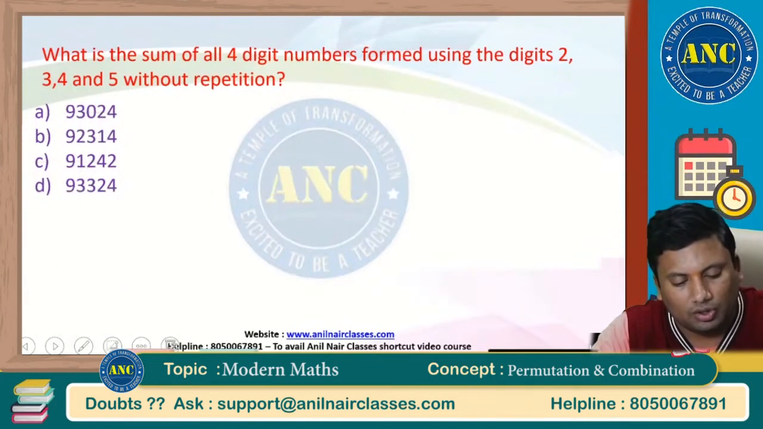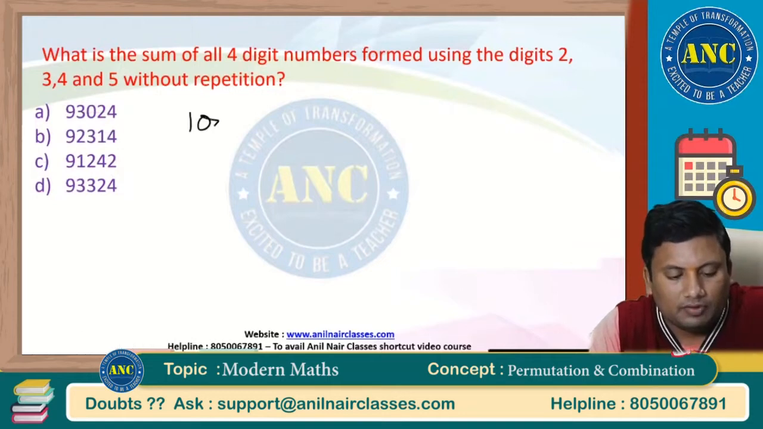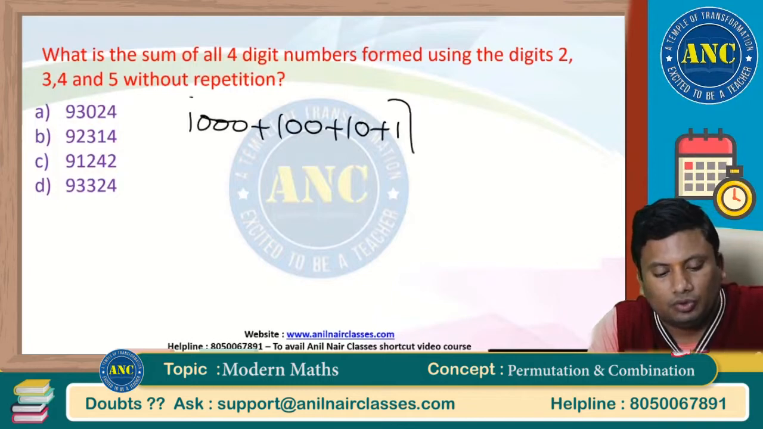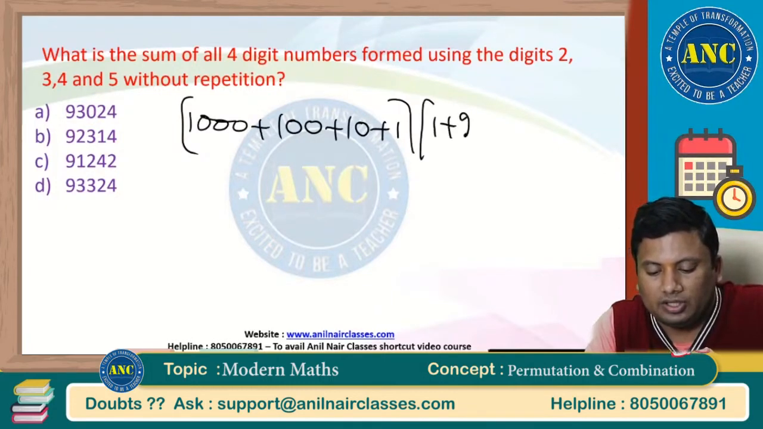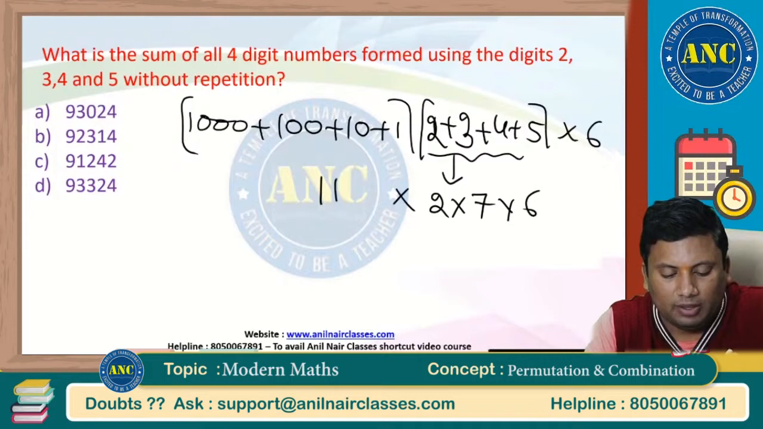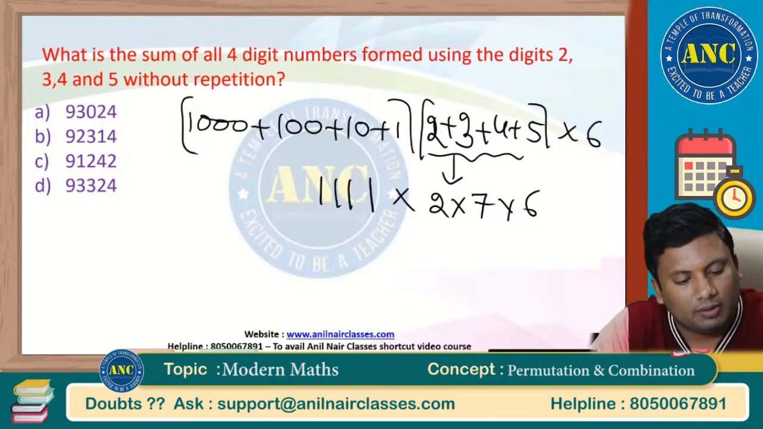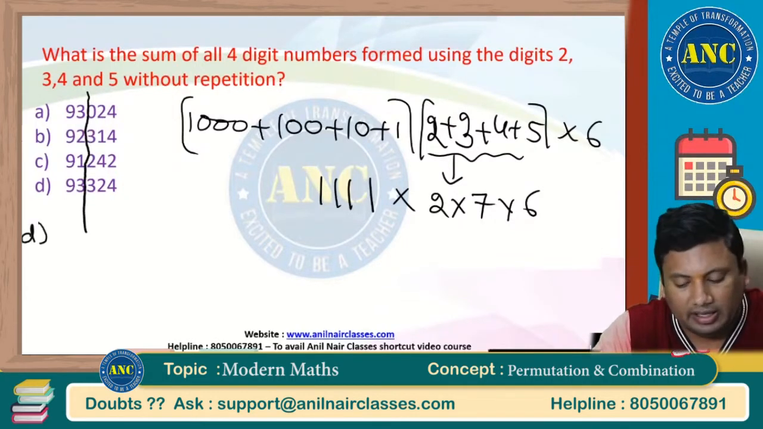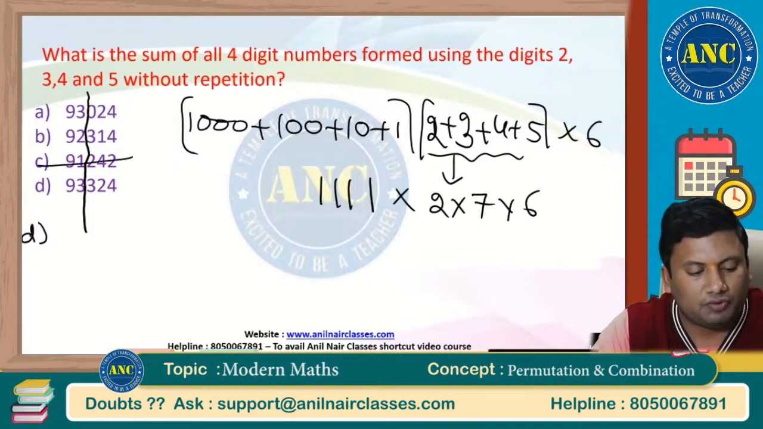Or you can also do it like this. 1000 plus 100 plus 10 plus 1 into, see here sir, 1 plus, sorry, 1 is not there, 2 plus 3 plus 4 plus 5 into 6. This is 9, 12, 14. 14 is 2 into 7. The answer should be divisible by 7. Take a group of 3 digits, alternately plus minus. If I take the unit digit 4, it is out.